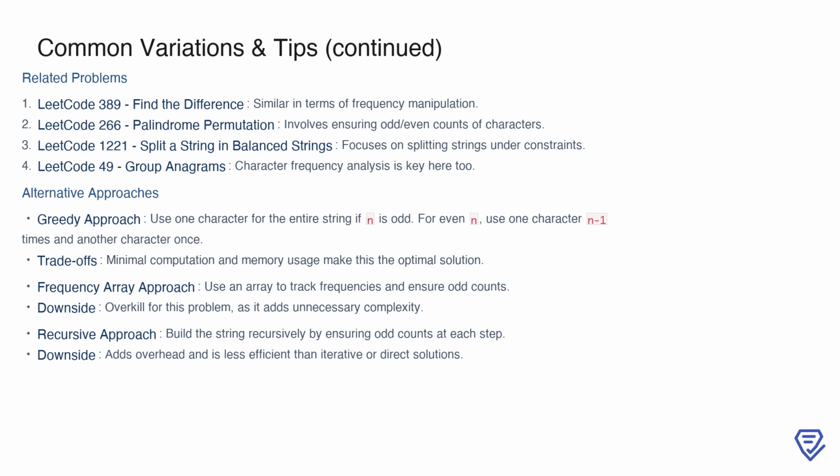Another option is the frequency array approach, where you use an array to track character counts and ensure they are odd. However, this adds unnecessary complexity for such a simple problem. Lastly, a recursive approach could theoretically generate the string step by step while maintaining odd counts. Still, this method introduces overhead and is less efficient than iterative or direct solutions. For this problem, the greedy approach is clearly the most practical and optimal choice.